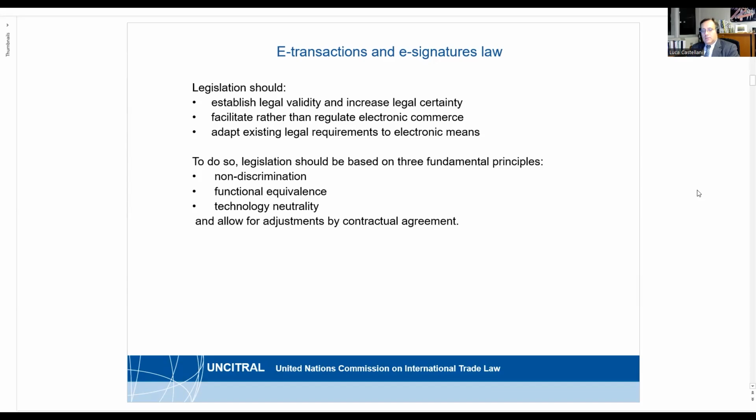In order to achieve that, UNCITRAL has identified 3 principles which are now broadly accepted, not only in the more than 100 states that have adopted UNCITRAL text, but also in other states: non-discrimination, functional equivalence, and technology neutrality. And then it also gives the possibility, especially when it comes to commercial transactions, for the parties to adjust on the basis of party autonomy these rules to their needs.